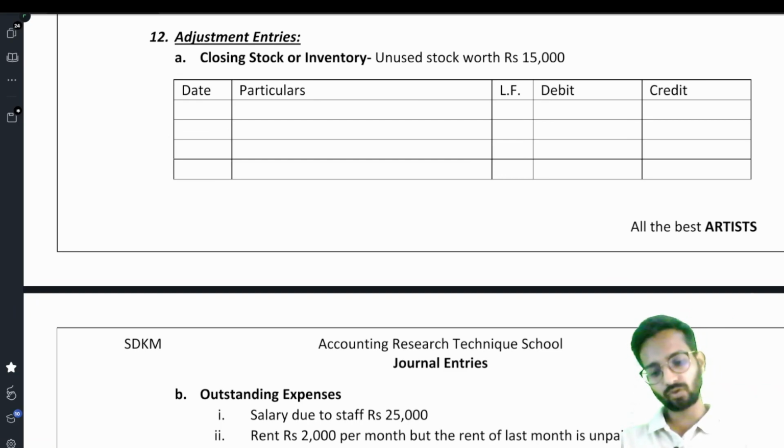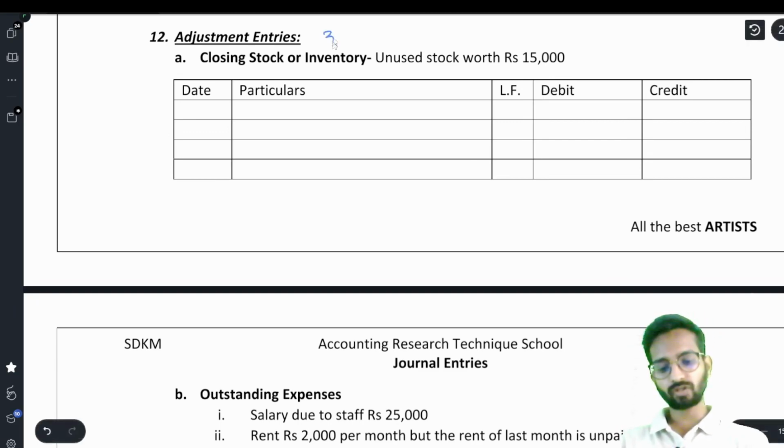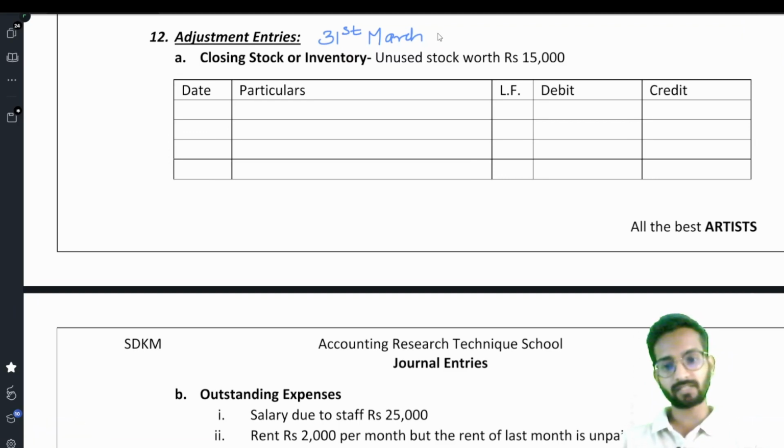The first entry is closing stock or inventory. Unused stock worth rupees 15,000. It means on 31st March. Remember, adjustment entries are passed on the last day of the accounting year, and in India normally we follow 1st April to 31st March year for accounting. So we are on 31st March. Adjustment entries are like unused stock worth 15,000. It means at my shop or at my godown there is 15,000 rupees closing stock that I have to record in my books of accounts.